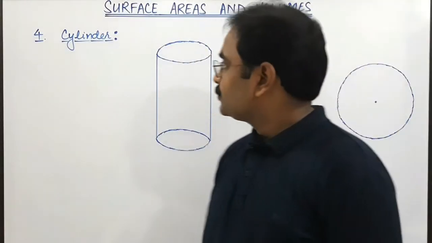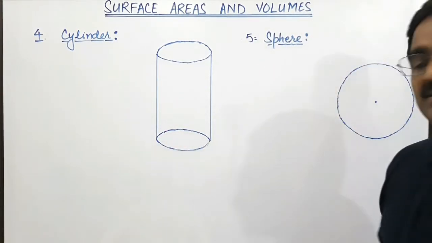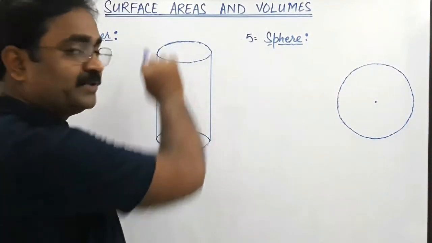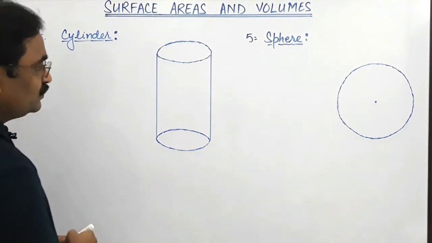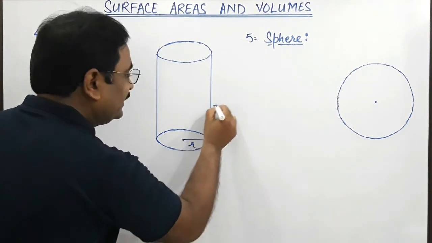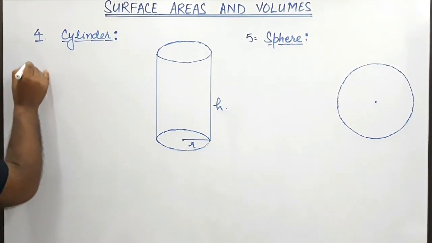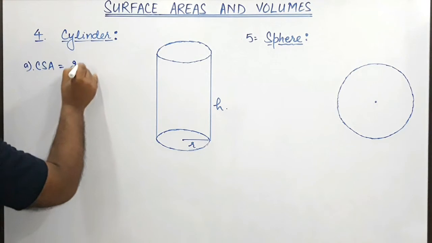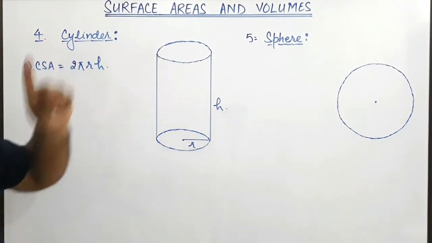Okay. So here are the two other shapes, cylinder and sphere. In the cylinder, as you know, there are three faces: the top, which is circular, the base, which is also circular, and the curved surface. If the radius of the base is r and the height is h, then the curved surface area of the cylinder is 2 pi r into h. This is the formula to find the curved surface area of this cylinder.